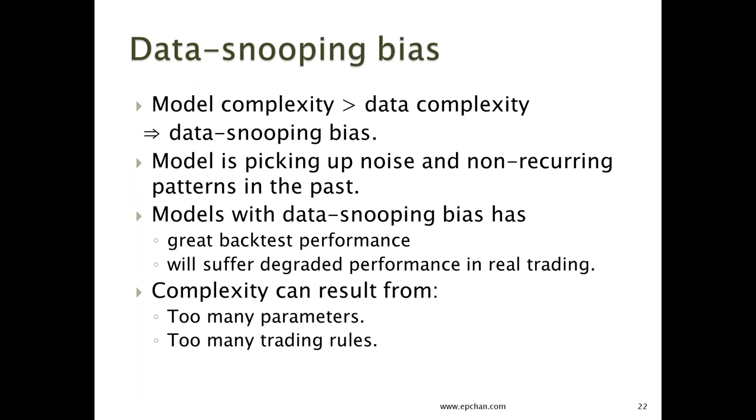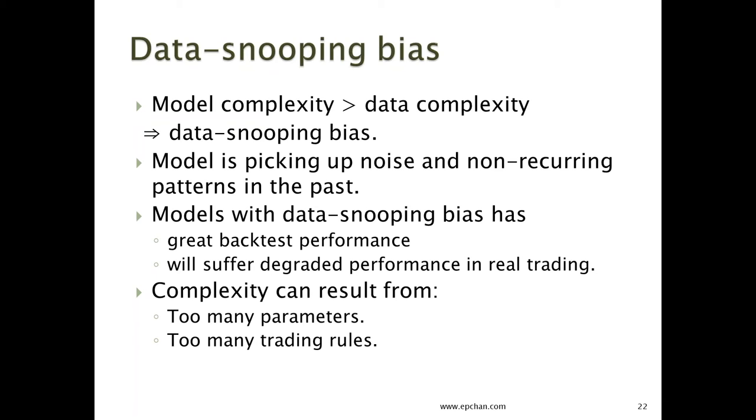Okay, so the final bias that I want to talk about is the data snooping bias. Essentially, it means that your model is too complicated. The model's complexity is greater than the data's complexity. You have more parameters than there is data to support optimization. So the model is really picking up noise in the data, because there's not enough data to ensure that the model is generalizable. It's picking up patterns that only exist in that small data set, and they are not patterns that are really going to persist into an out-of-sample data set. So models with data snooping bias have great backtest performance but very poor live trading or out-of-sample performance.